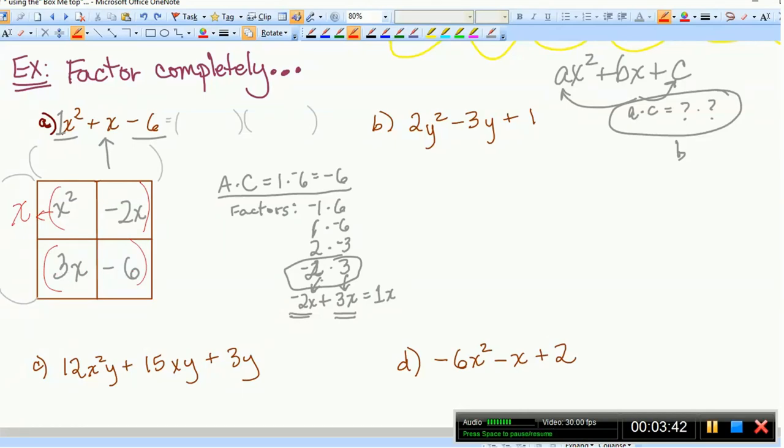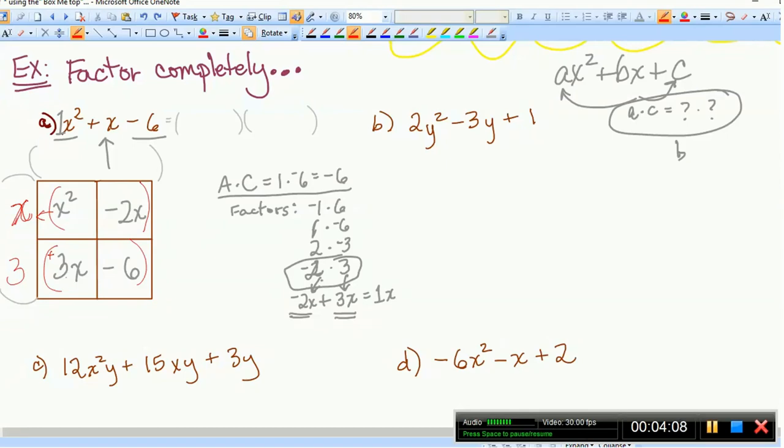3x minus 6, if it were its own standalone problem, we would factor out a 3. So you just want to write the GCF out here. Now notice the box touching where I'm going to write this term. This is a positive value, so this is going to be a positive value. Notice x squared is a positive term, so the x is a positive term.